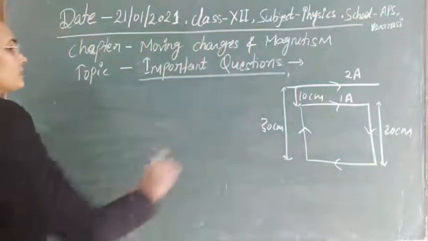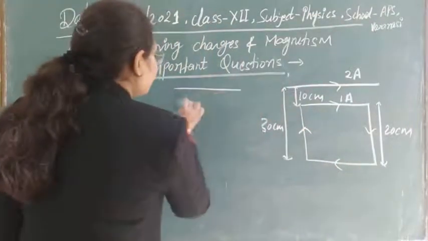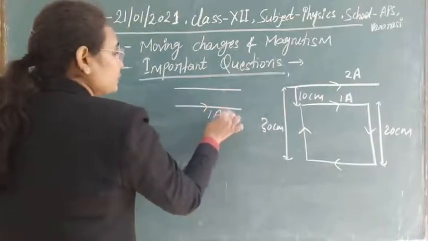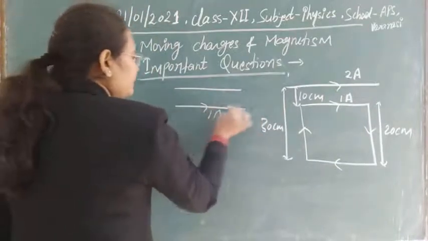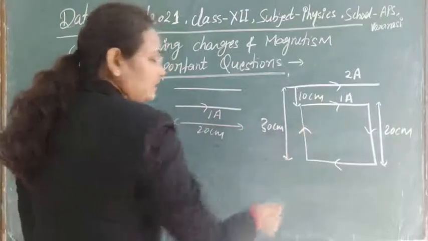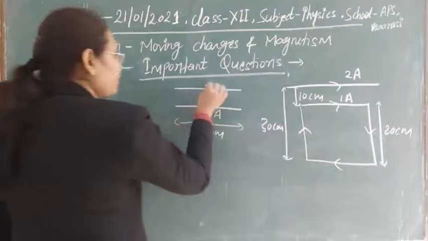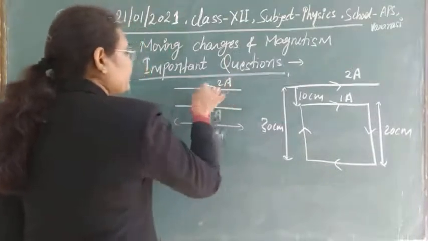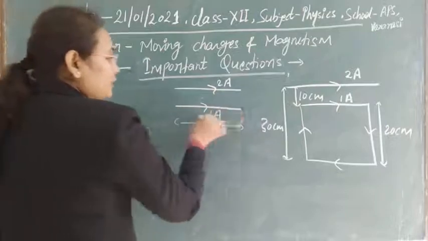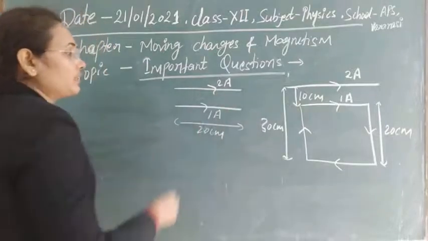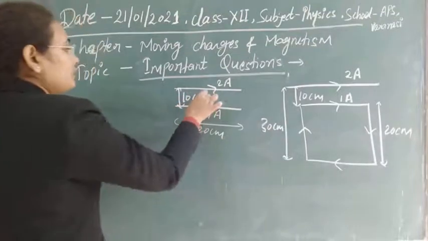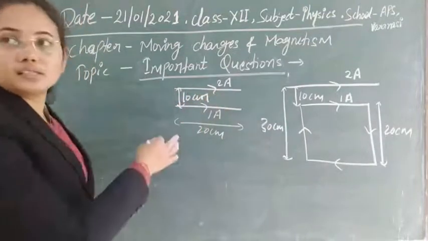So first of all, let's resolve this problem and see only these two things. Suppose we have two wires whose length is given as 20 centimeter, as it is a square. One wire has current 2 ampere, the second has current 1 ampere, and they are parallel to each other. The current is flowing in the same direction, and the distance between them is 10 centimeter. We have just discussed its derivation.